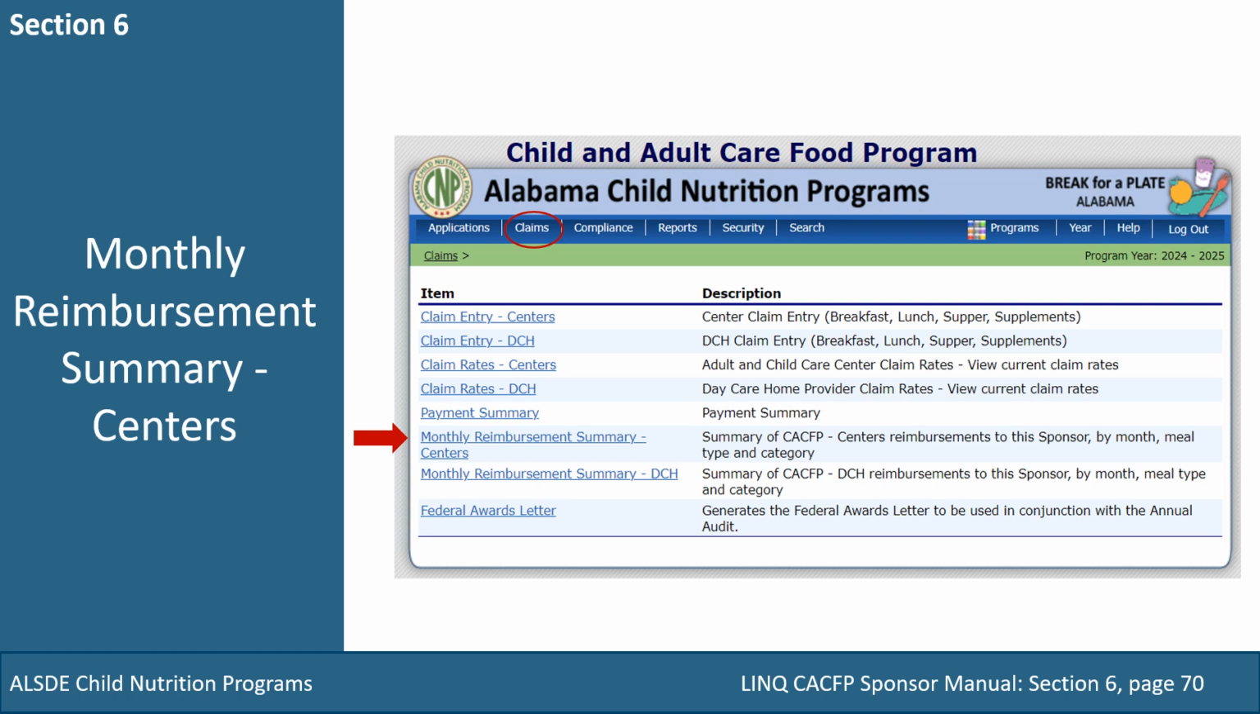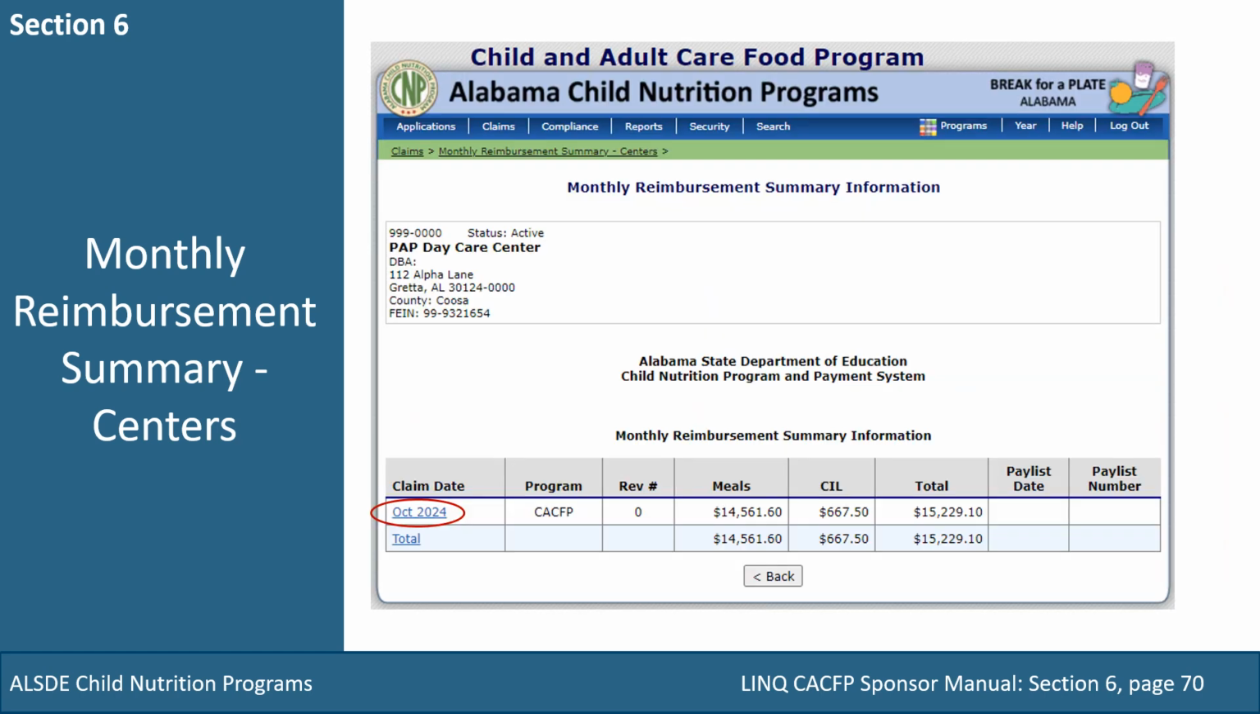So click there and let's get started. After you've clicked the monthly reimbursement summary for centers, you will be directed to the information page. On the chart, you should see the following columns: claim date, program, revision number, meals, cash in lieu, total, pay list date, pay list number. We want to look at more information, so I'm going to select October 2024 at this time.